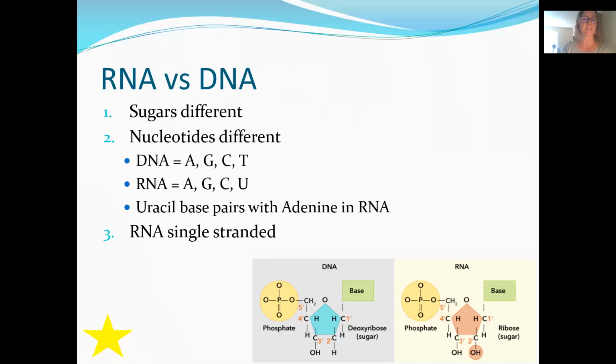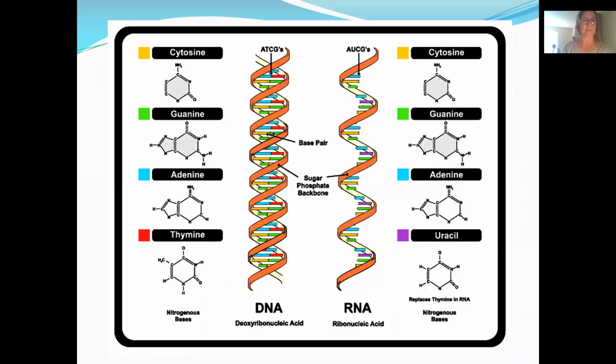All right, and then the third difference is that RNA is single-stranded. DNA is double-stranded, makes that double helix. RNA is single-stranded. So this picture from your lesson kind of shows the differences: double-stranded versus single-stranded, and the different nucleotides that make up each one.